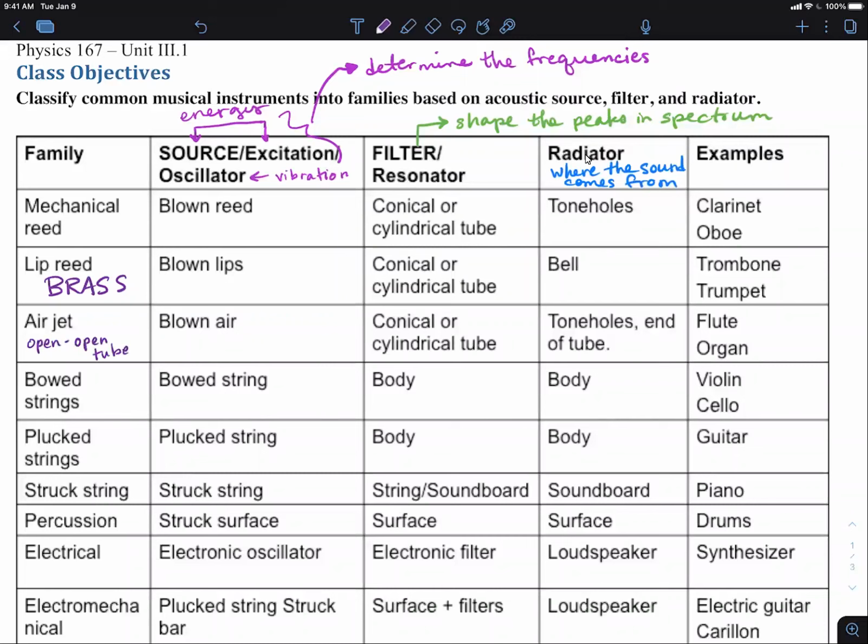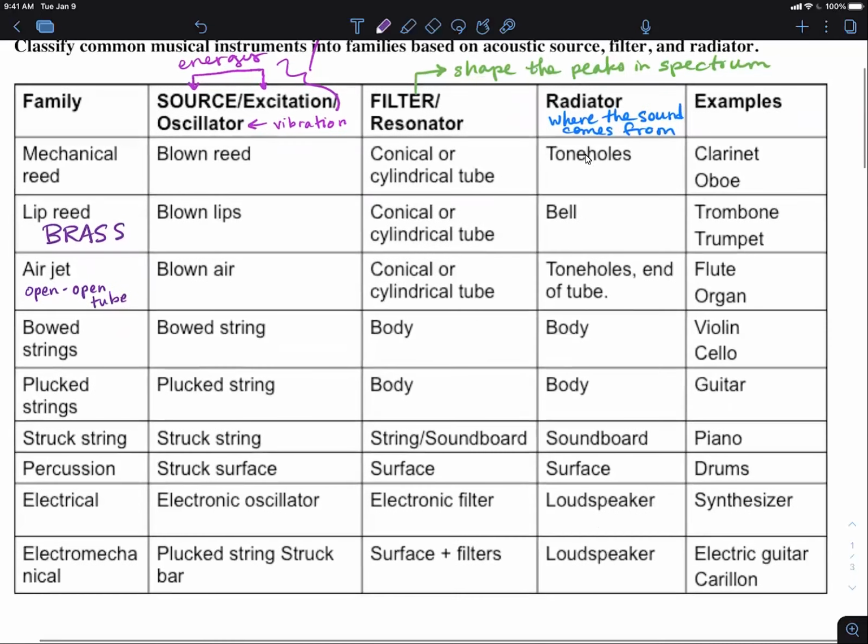Then we have the bowed strings, all those that you are exciting with a bow, and then plucked strings, guitar, and the ukulele, the banjo, the mandolin, and then sometimes the violin and cello if they're plucked. The struck strings is the class that the piano will be in. And then there's the percussion instruments. And then we'll talk also about electrical instruments and electromechanical instruments as we go along through this unit.